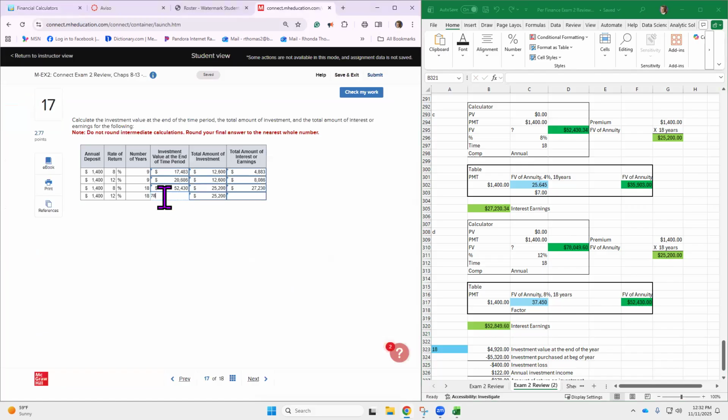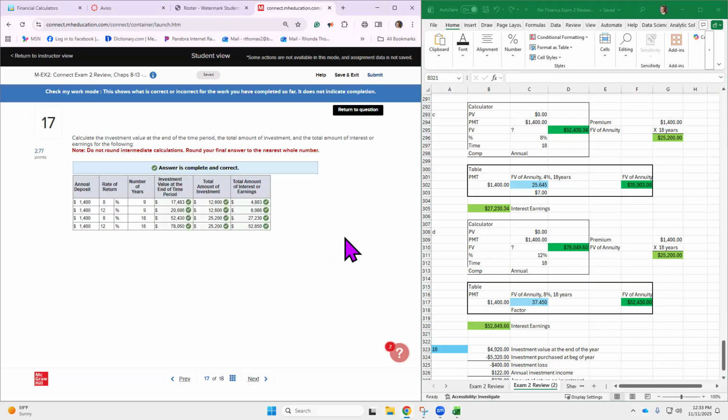So it ended up being 78,049.60 as my future value. If I subtract the amount I invested, 52,430. Nope, 52,849.60 is the interest earnings. Once again, this cell takes the future value and subtracts the investment to give me my interest earnings. Let's pray that I got it. Okay, one more and we're done.